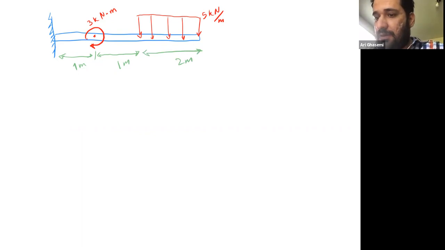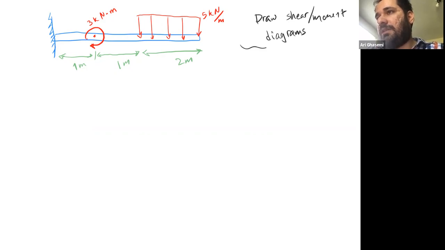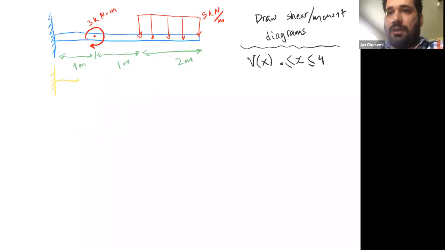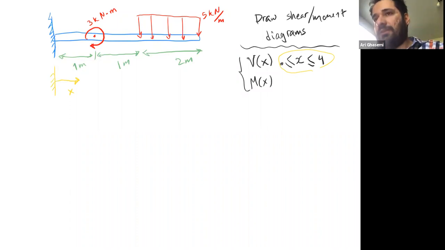Now the question is, draw shear and moment diagrams. Alternatively, sometimes if you don't want to draw it, just give me the relation for V, shear force at any location X, when X is between 0 and 4. So let's take a reference point, let's say X is from the left, any point X, between 0 and 4, the entire length of the beam. I'm asking, give me a relation for both shear force and moment versus X, two relations, or draw two diagrams for that, two plots.